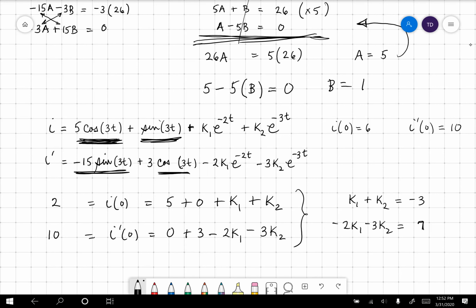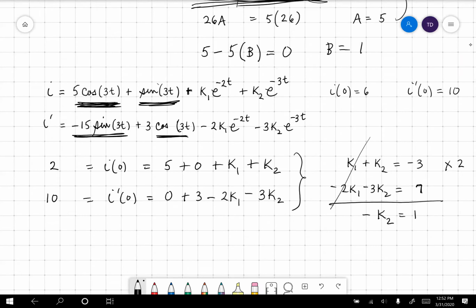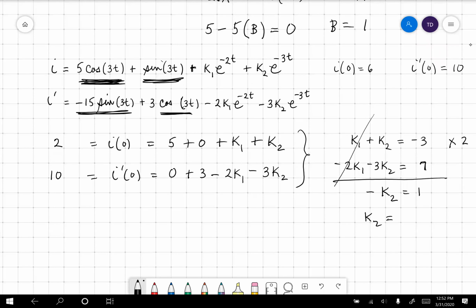Positive 7. Okay? So what I'm going to do is I'm going to take the top equation, multiply that by 2, and then add them. When I do, those will cancel. Multiply by 2 is 2K2 minus 3K2, that's minus K2. Times 2 is minus 6, plus 7 is equal to 1. Therefore, K2 equals minus 1. Take that, substitute back into that one. K1 plus a minus 1 equals minus 3. That tells me that K1 equals minus 2.